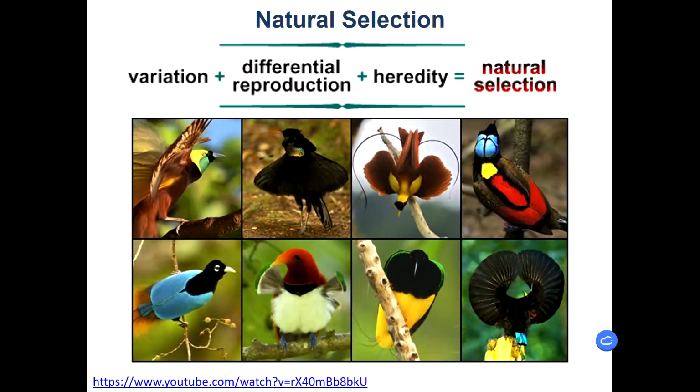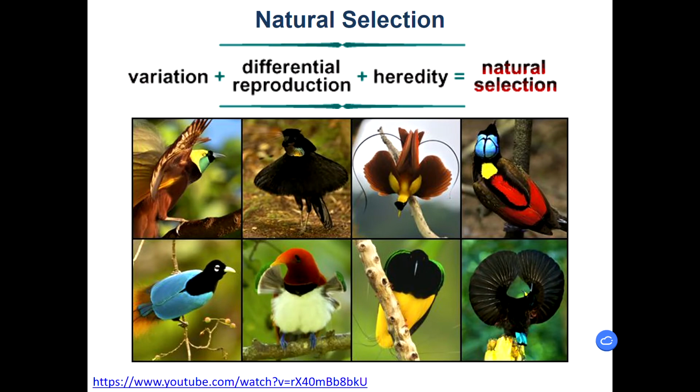So the best way to remember natural selection is variation. So we have to have variation in our population. There needs to be differential reproduction. So some organisms will reproduce more than others. And we have to have heredity. So the traits that are being selected for need to be heritable. They need to be able to be passed on to the next generation. If you have those 3 things, you have natural selection.